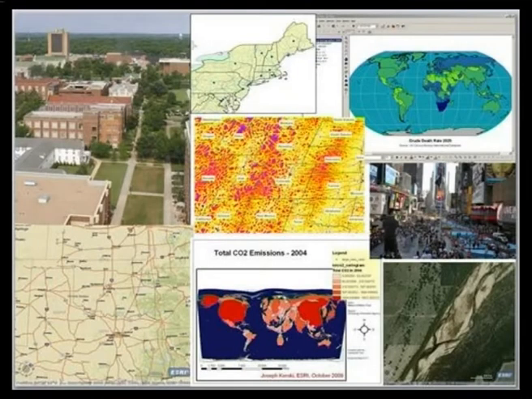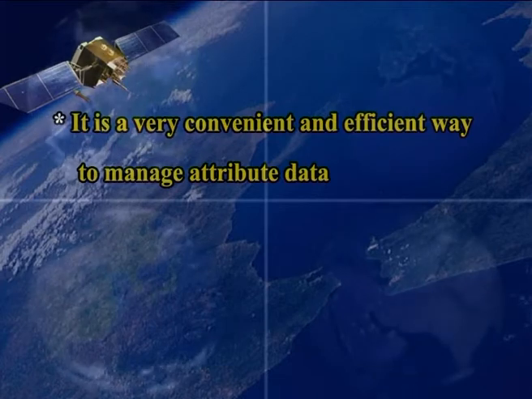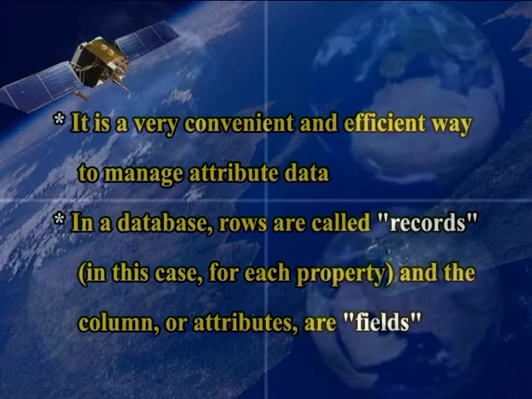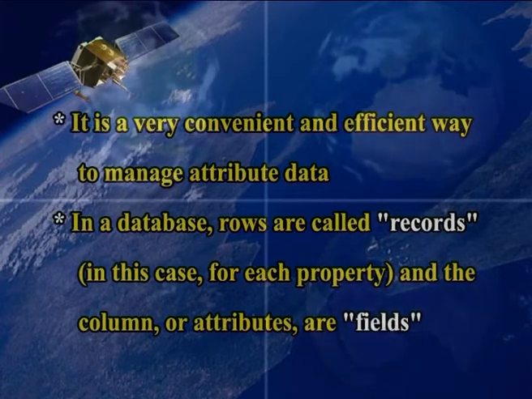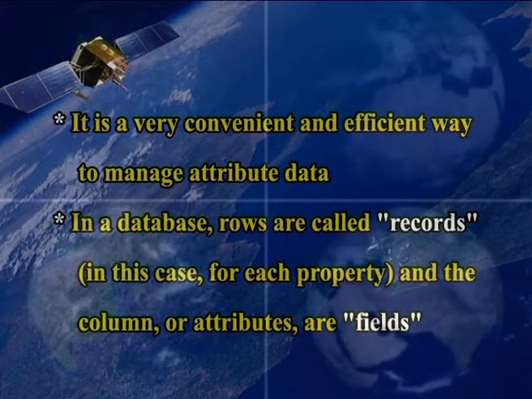A database is a storehouse. You can take what you like and when you want, and you choose, in any form like graph or table or text. It is a very convenient and efficient way to manage attribute data. In a database, rows are called records, in this case one for each property, and the columns are attributes or fields.